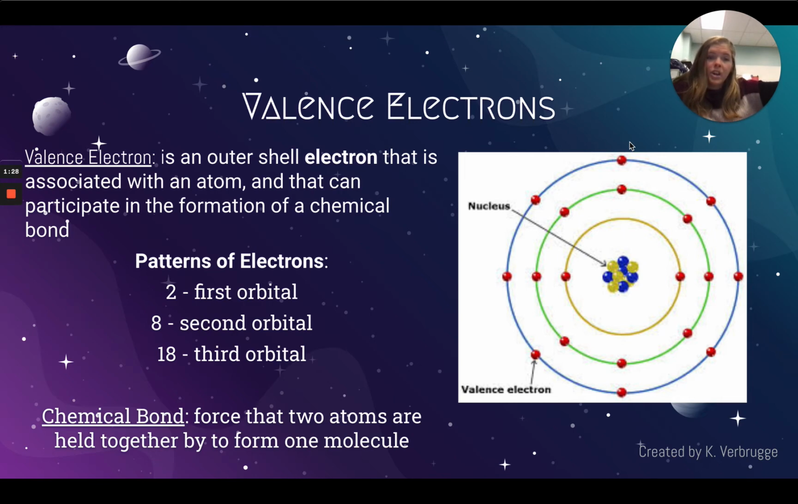We talked about how to draw orbital diagrams in class. An orbital diagram is when you have 2 electrons in the first orbital, 8 in the second, and 18 in the third. I'm going to show you again how to draw that, so let me go to the whiteboard in the back of my room here.